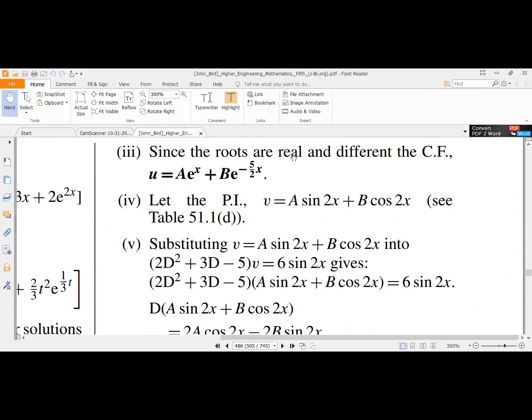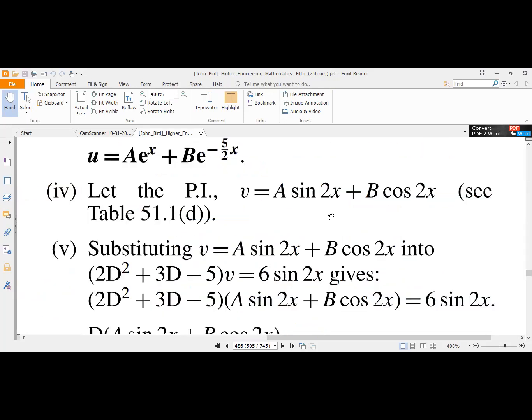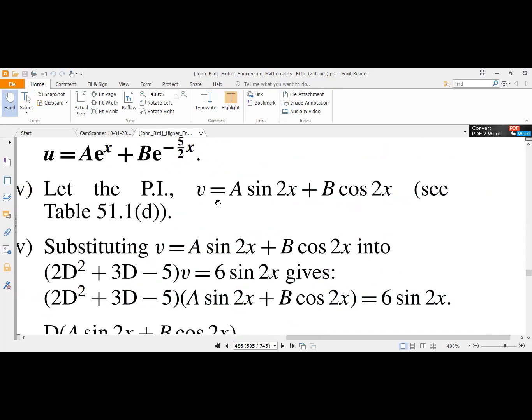Now, this is the case of 2 roots that are different. So we have this to be our solution. Now, how do we solve? We need to assume a particular solution for this case of sine and cos. Look at what we assume. We are going to assume y of p to be equal to a sine 2x plus b cos 2x.